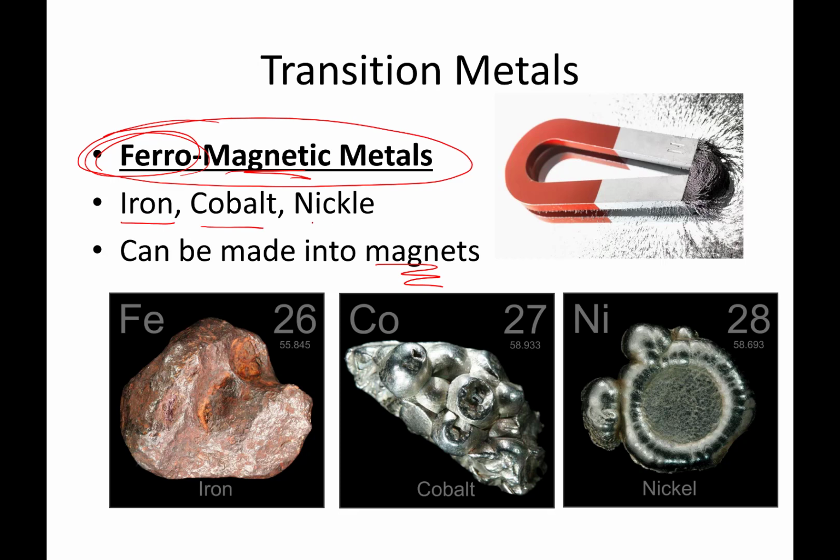Iron, cobalt, and nickel, they all make fabulous magnets. You can change the amount of magnetism really quickly in them. And so these are our ferromagnetics: iron, cobalt, and nickel.